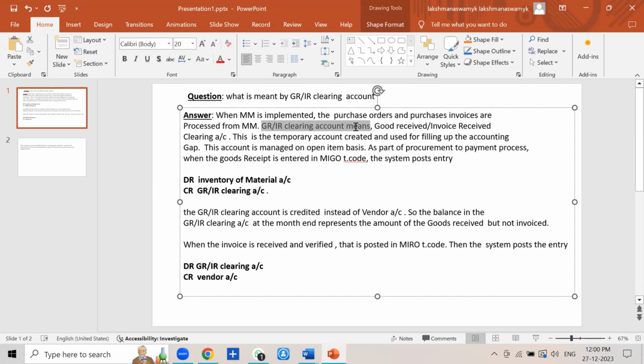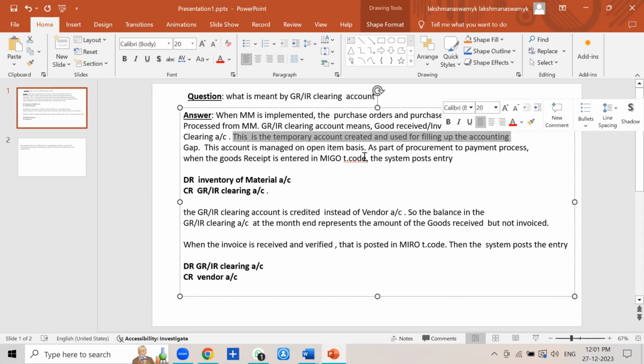So GRIR clearing account means goods received, invoice received clearing account. And this is the temporary account created and used for filling up the accounting gap. So what is the accounting gap? First, we receive the goods. When we place an order with the vendor for the material supply, first the vendor delivers the goods. Then we receive the goods. After some time, we receive the invoice. So in between, we have to post accounting entries. For that purpose only, we use this GRIR clearing account.